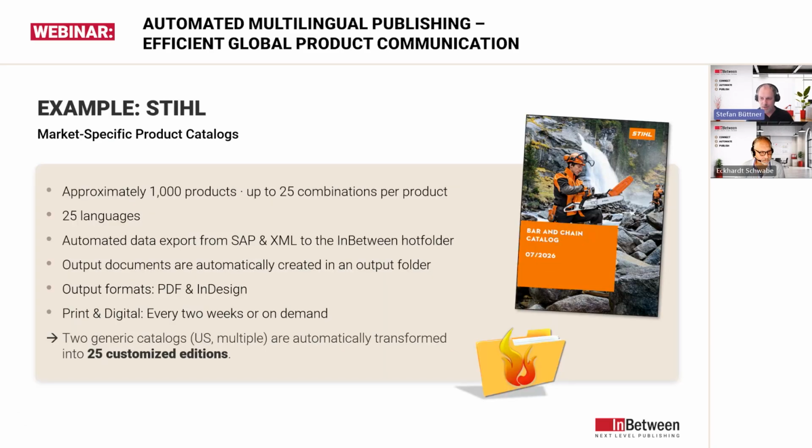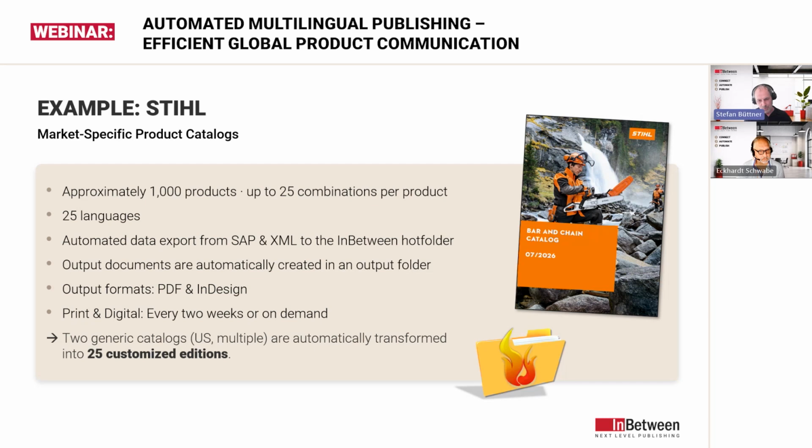So the example we have here is customer Stihl. Of course, it's the leading producer of chainsaws, located here near Stuttgart, and they have more than 1,000 products in their catalog with up to 25 combinations per product. So this catalog we're doing with Stihl is a bar and chain catalog. Of course, each chainsaw needs a bar and a chain, and they must fit together to make it complete.